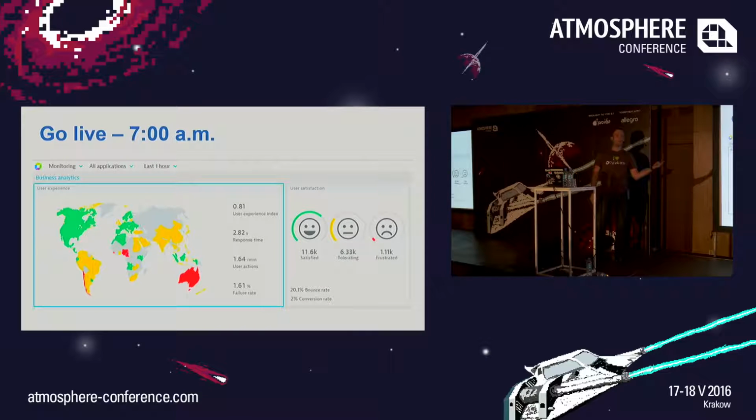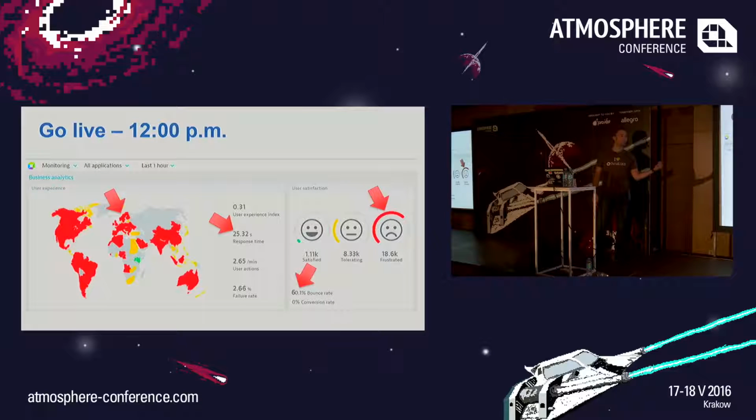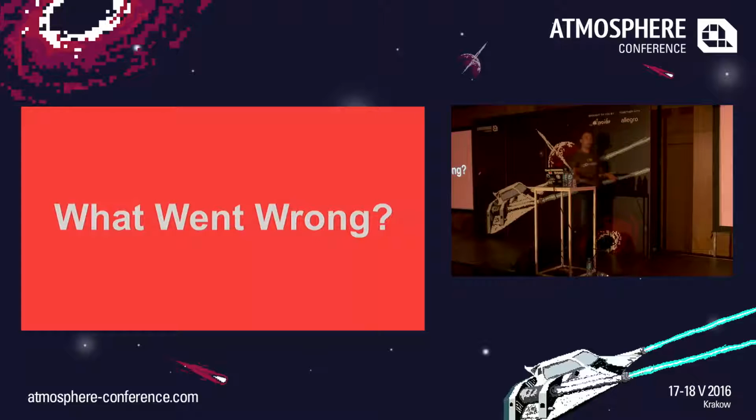This was 7 o'clock in the morning. This was noon. Okay? It's easy to see. For managers, very easy to see. Everything is red. The average response time for the search now was 25 seconds, 60% bounce rate, most people unhappy. So it's very easy to see that something went wrong. The question is, what went wrong?